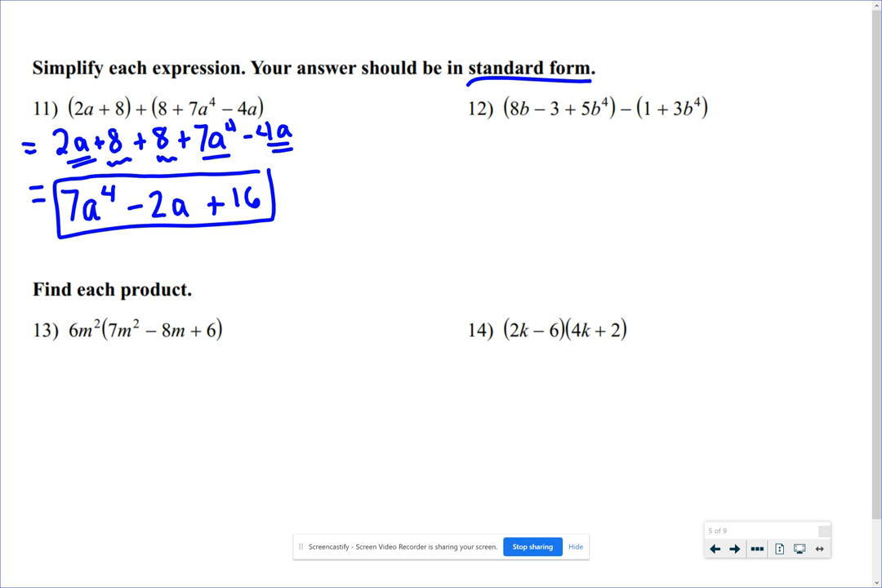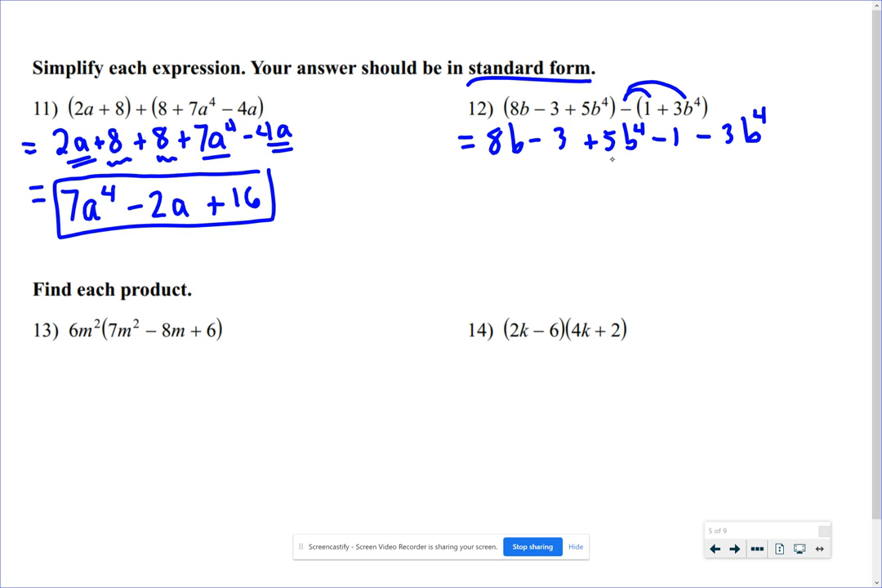Number 12, notice this one's a subtraction sign, so that negative has to distribute. We must distribute the negative. So I'm going to do 8b minus 3 plus 5b to the fourth minus 1 minus 3b to the fourth. Now I'm going to look through and I'm going to combine the like terms.